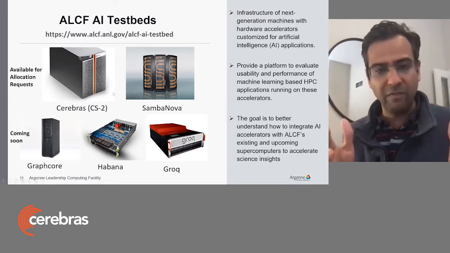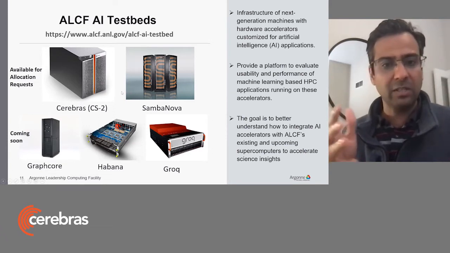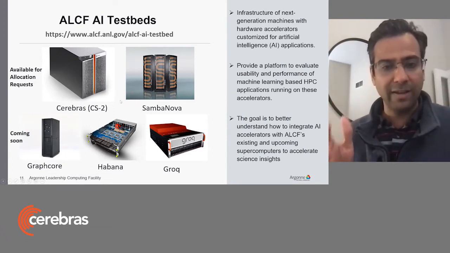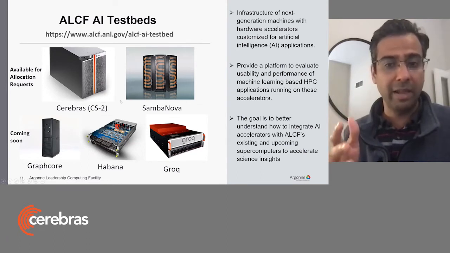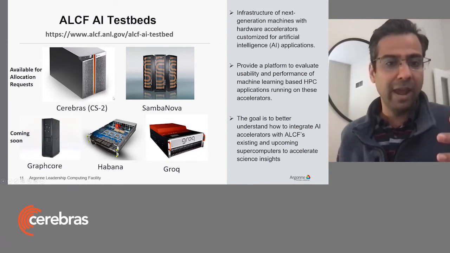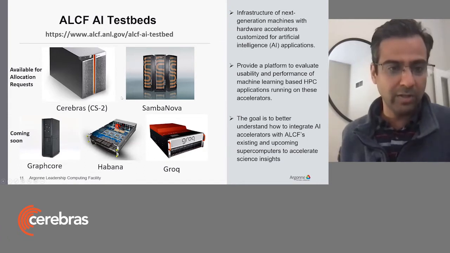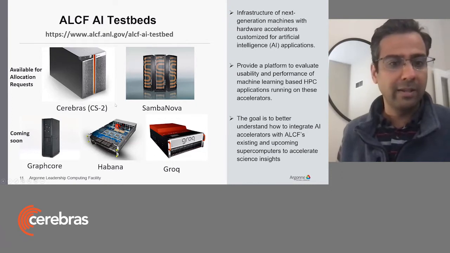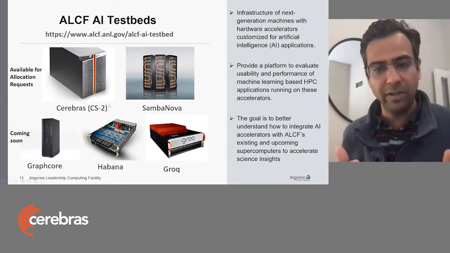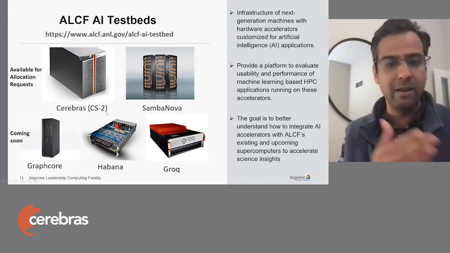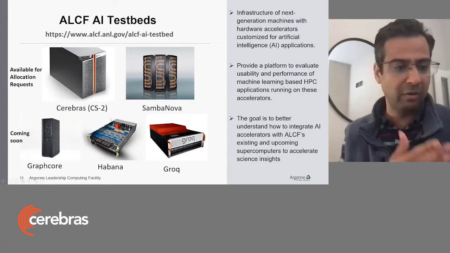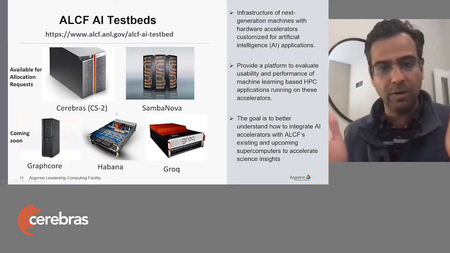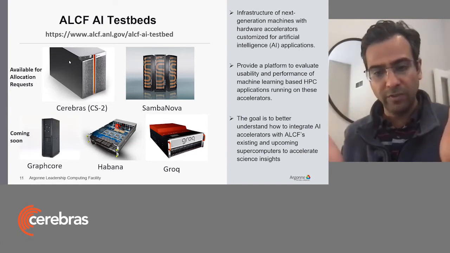So we have created an AI testbed which spans multiple accelerators, where our goal is to really identify and help understand their efficacy for science. Today, we have Cerebras and Sambanova available for allocations, and we hope to make other internal systems ready for allocations going forward. In the CS2 system, we've had a really good collaboration with Cerebras. We had a CS1 system earlier, and we had a good experience there. We've scaled it out to two nodes of CS2.